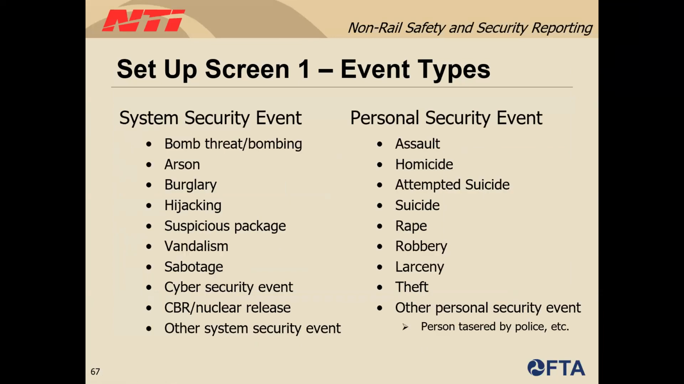There are 2 categories of security events. They are system security events such as arson, bomb threats, suspicious packages, etc. Basically, they are events that affect the transit system. The second type is personal security events such as assault, robbery, homicide, rape, etc. that affect 1 or more persons individually.